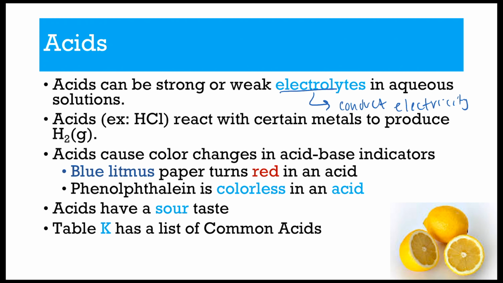Acids, like HCl, react with certain metals to produce hydrogen gas. We might spend a little bit of time on that, but there is a table in the reference table that we will go back to in our next unit. Acids cause color changes in acid-base indicators. We have a whole lesson designated just to indicators, so this is just an intro of everything. But specifically, acids turn blue litmus paper red, and if you use an indicator called phenolphthalein, it's colorless in an acid. Like we learned yesterday, acids can have a sour taste, and Table K on the reference table has a list of the acids that you'll be responsible for knowing.